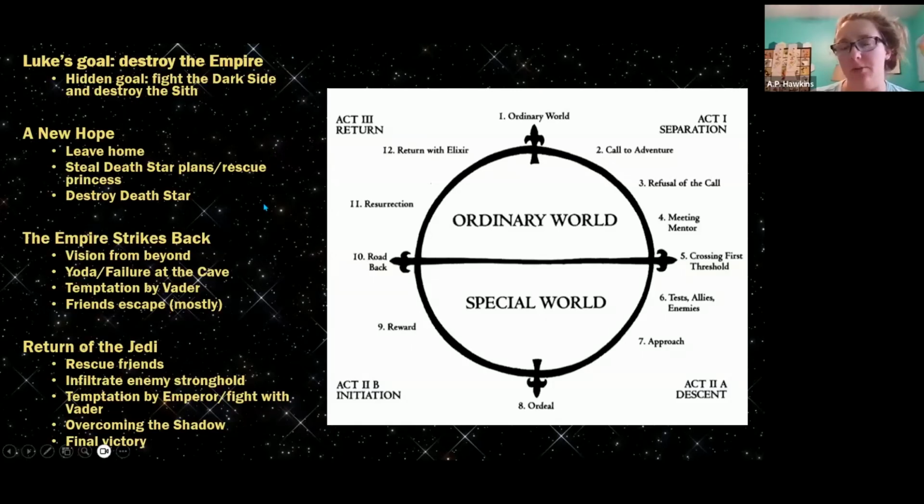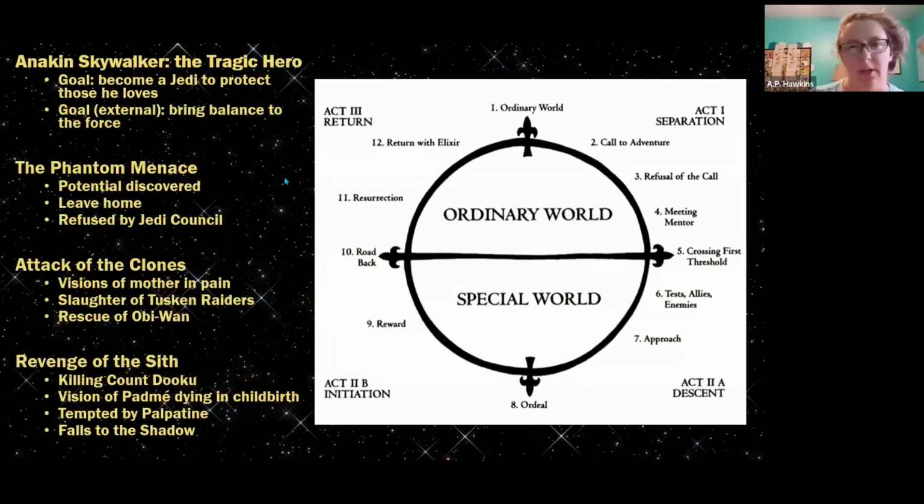So we've talked about Luke's hero's journey. Oh, I'm running out of time. In contrast to Luke's hero's journey, Anakin has a slightly different hero's journey in the prequel trilogy. He is a tragic hero in the prequels. His goal is to become a Jedi so he can protect the people that he loves. And his external goal is to bring balance to the Force because he's the most powerful Force user.